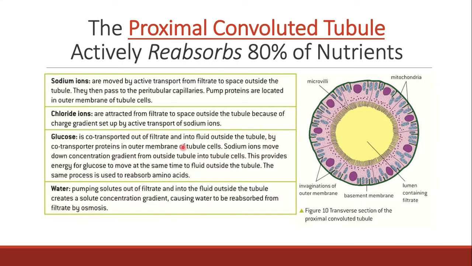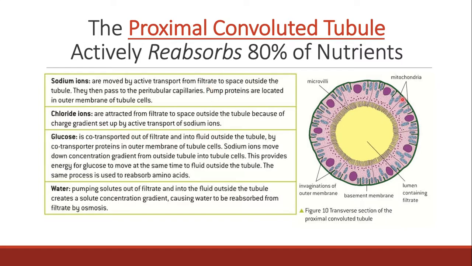So once you are in Bowman's capsule, you're going to make your way along the tube, and you're going to go to the proximal convoluted tubule. And what the proximal convoluted tubule does is active reabsorption. So about 80% of the stuff that came in through Bowman's capsule is going to get pulled back into the blood by the PCT. So like we said, sodium ions, they're going to be pumped actively from the filtrate, which is the stuff that's in your kidneys, to the space outside of the tubules, and then they're going to pass into the peritubular capillaries, which are the blood vessels that surround the PCT.